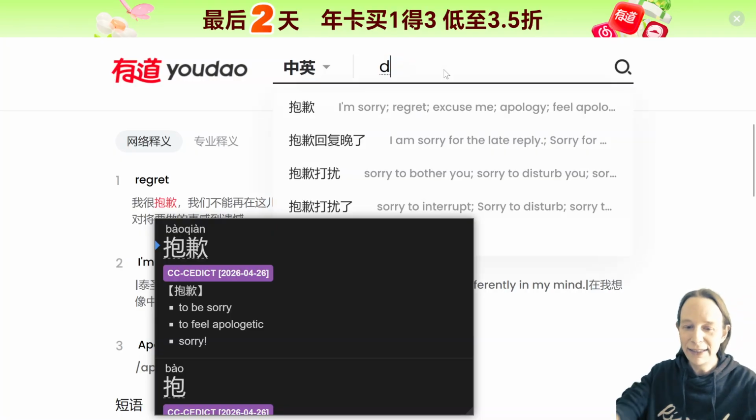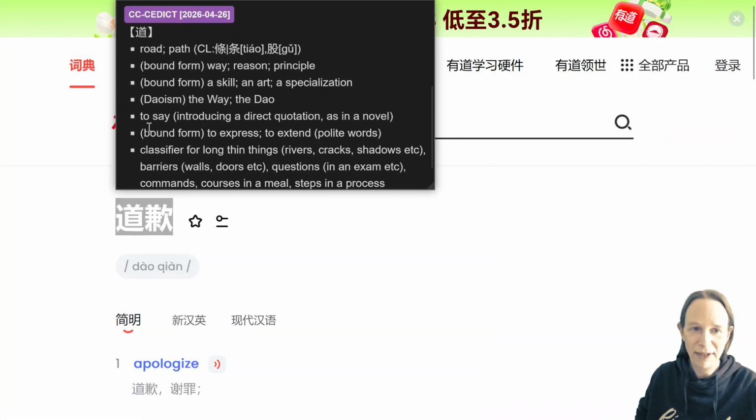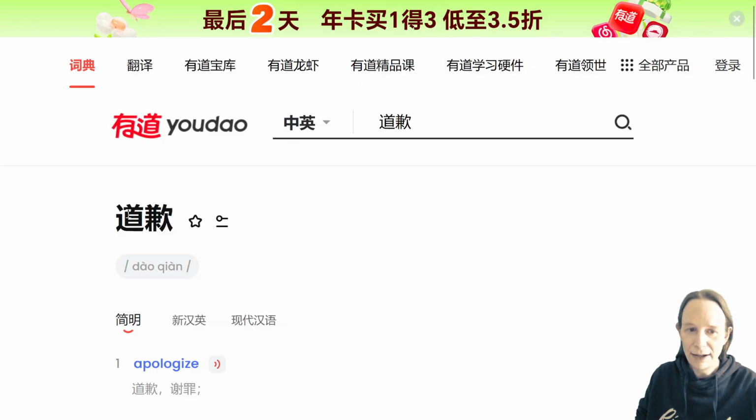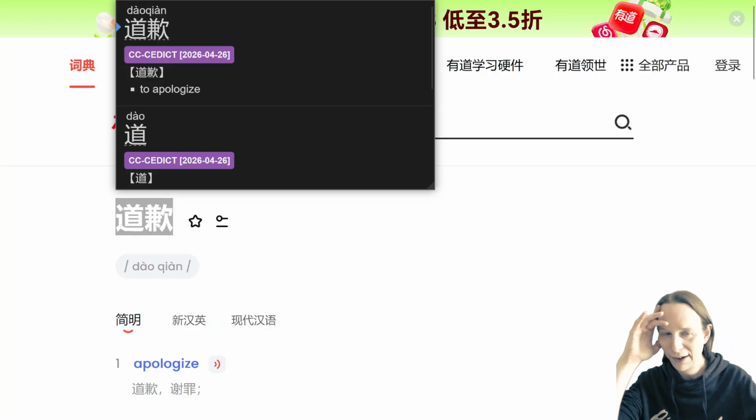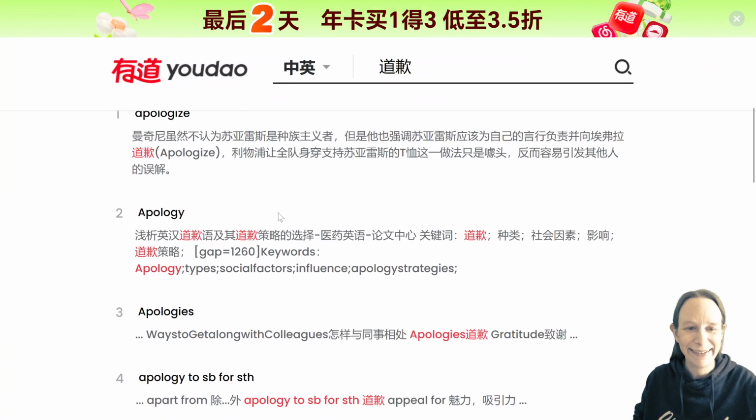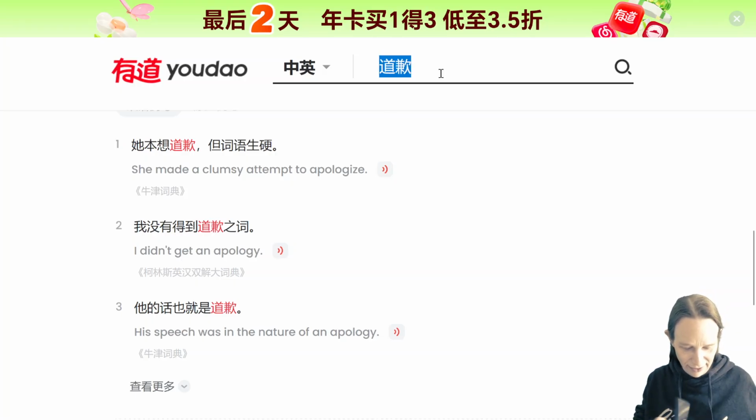The other one is 道歉. So 道 is a verb meaning to say. This one. 道歉. So yeah, this is to apologize or to say regret or report regret. 道歉. Okay. 向谁道歉? So what else do we need to know?